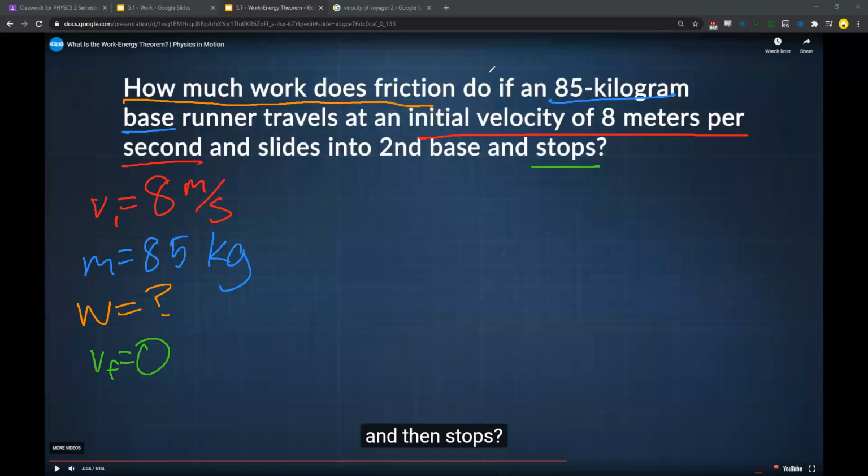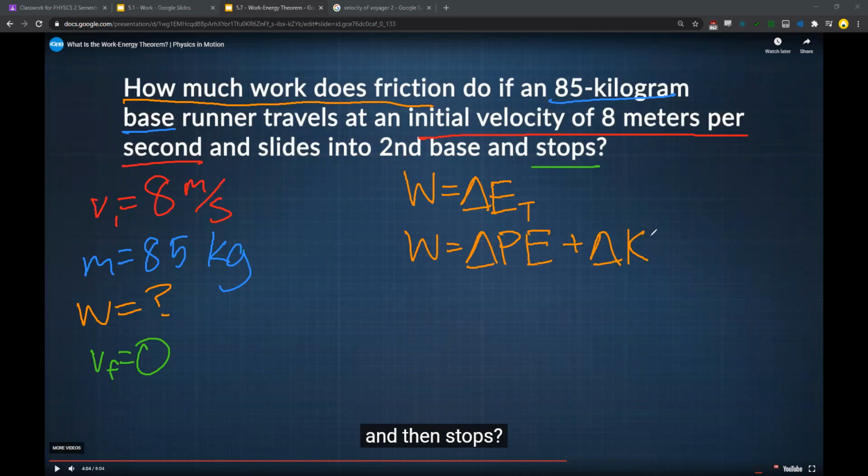And so you're gonna approach this problem by using the work energy theorem. Friction is doing work on this baseball runner. Delta ET is equal to delta PE plus delta KE. Is there a change in potential energy here? If my initial height is 0, if I start at first base and I end at second base, is there a change in potential energy?